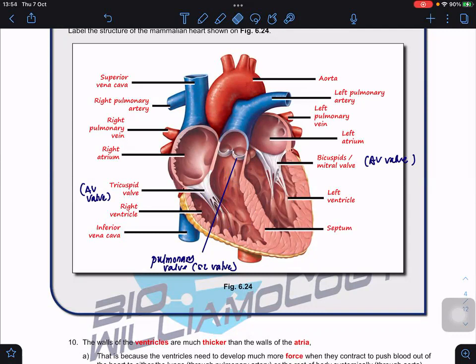If you want to label this one, it is called the aortic valve. It's a kind of semi-lunar valve.